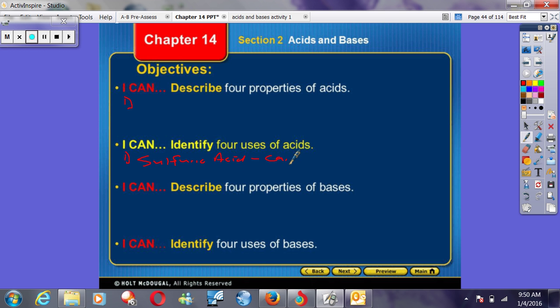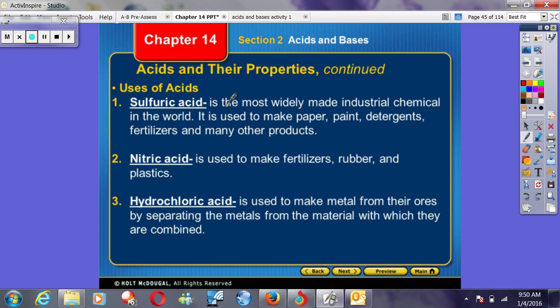All right, and maybe car battery. Okay. Or if you want to say something about detergents, paper, paint, whatever, anything in here. Okay. You can say nitric acid if you want to do that one. Used to make fertilizers, rubber, plastics. You can say hydrochloric acid. Used to make metal from ores.